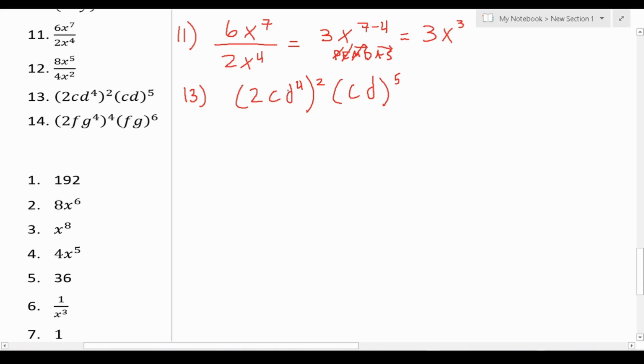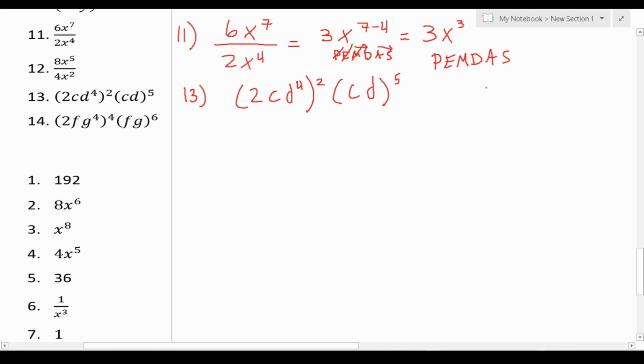And then, as you can see, I have all of this in parentheses times all of this, which is going to prompt me to finish this problem by using the product rule. Okay, so again, even as you work with exponents, the order of operations is still in play.